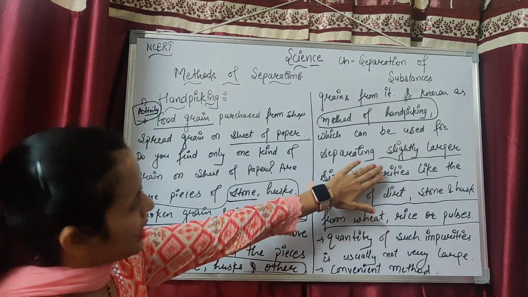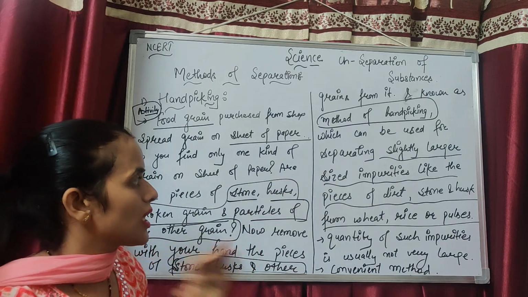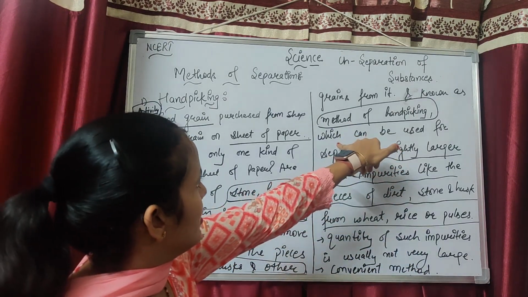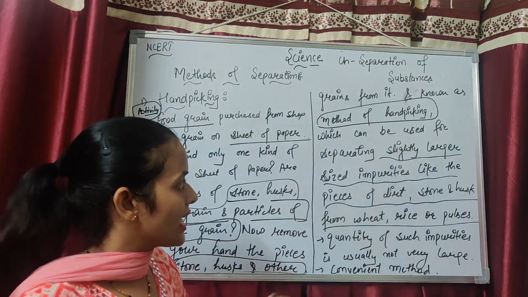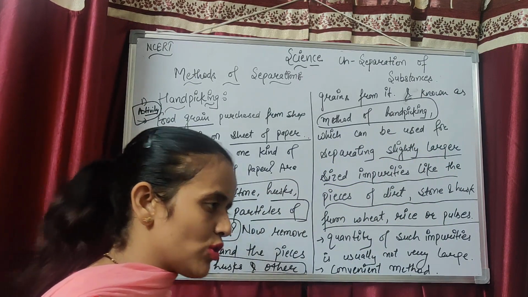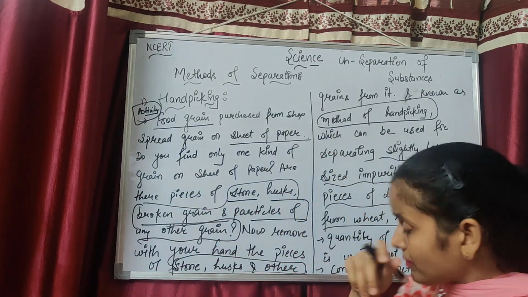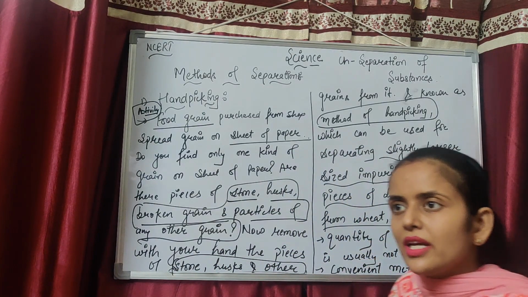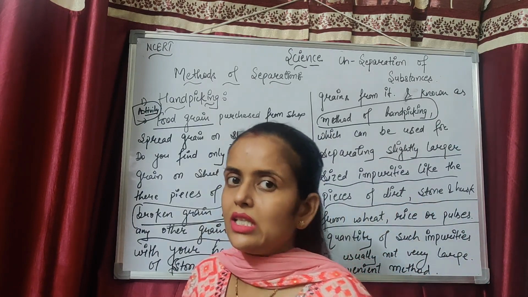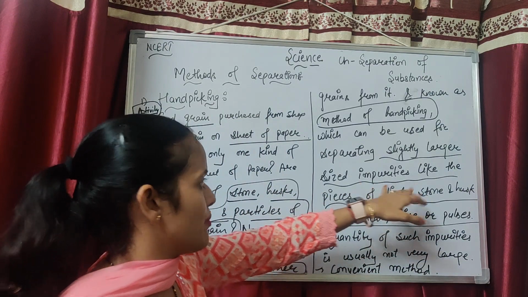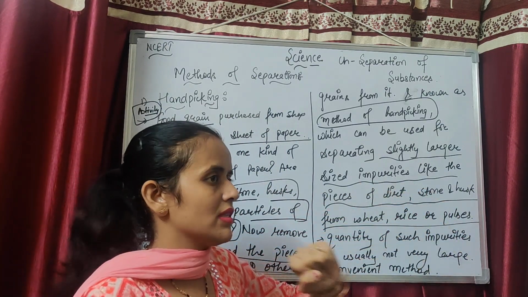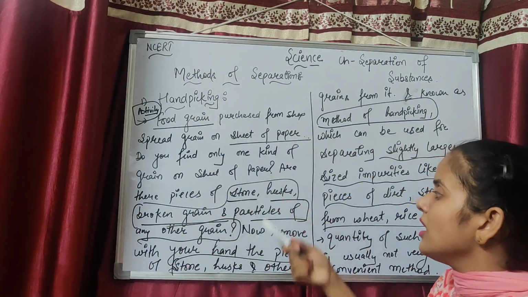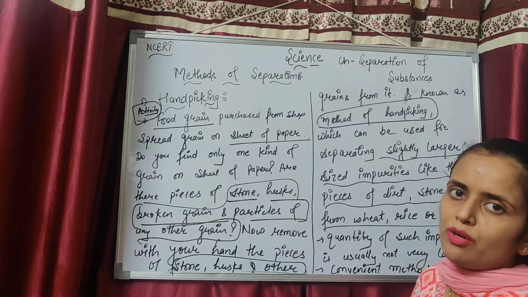I am underlining the important line in the paragraph. So it is clearly visible to all of you. Understand carefully: which can be used for separating slightly larger size impurities. The method is used to remove impurities from the food grain, rice or pulses, but the impurities must be slightly larger in size. We can remove only large size impurities from the rice, wheat or pulses. If the impurities are smaller than the rice, wheat or pulses, then hand picking will not work to remove the impurities from the wheat grain.